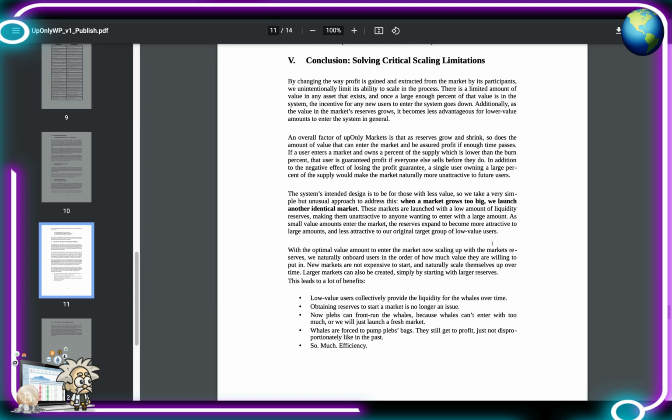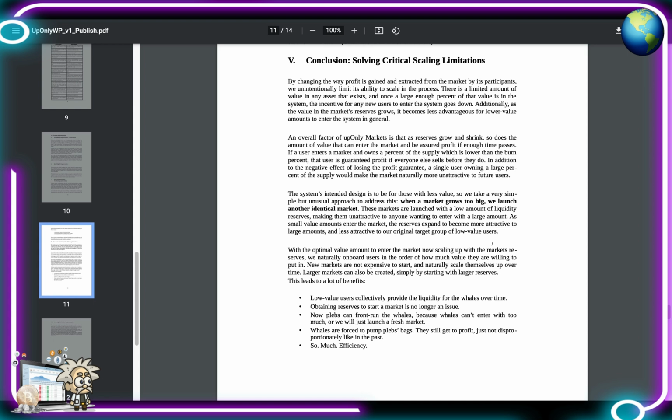These markets are launched with a low amount of liquidity reserves, making them unattractive to anyone wanting to enter with large amounts. As small value amounts enter the market, the reserves expand to become more attractive to large amounts and less attractive to their original target group of low value users. With the optimal value amount to enter the market now scaling up with the market's reserves, they naturally onboard users in the order of how much value they are willing to put in. New markets are not expensive to start and naturally scale themselves up over time. Larger markets can be created simply by starting with larger reserves.